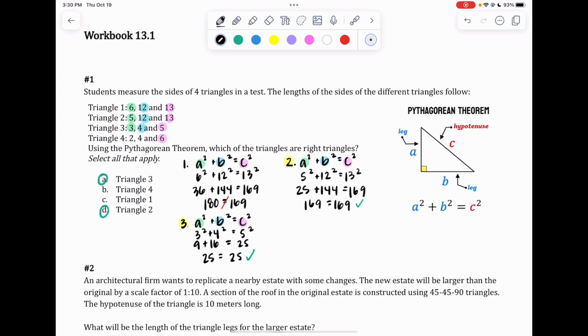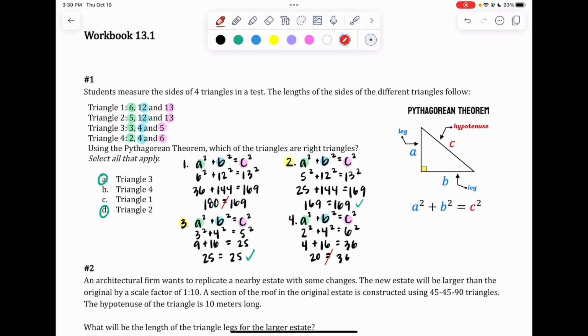And then we'll check number 4, so we just need to figure out which of them are right triangles. So triangle number 4. We have a leg of 2, another leg that's 4, and the hypotenuse is 6. So it'd be 2 squared plus 4 squared equals 6 squared. So 2 squared is 4, plus 4 squared is 16, equals 6 squared, which is 36. 4 and 16 is 20, and then we have 20 equals 36, which of course is not true. So that would mean that triangle 4 is not a right triangle.